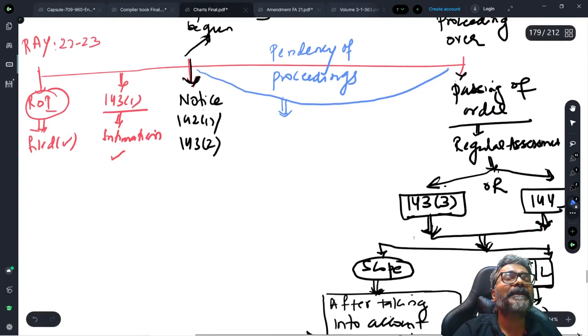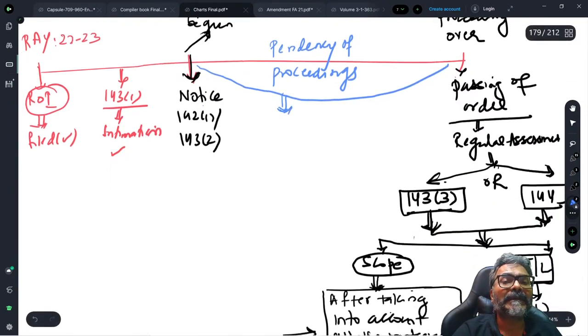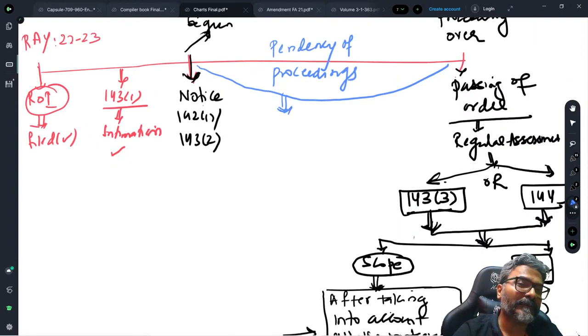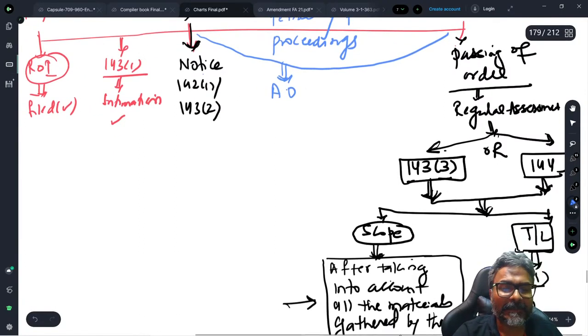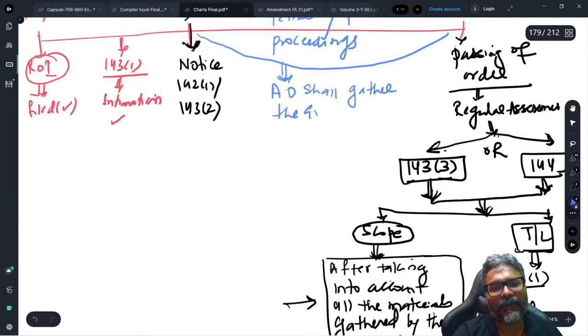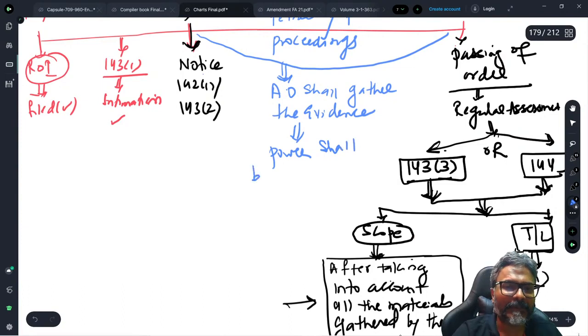Now, what will happen in the case of pendency of proceedings? The assessing officer will gather the evidence. AO shall gather the evidence. And if the AO will be gathering the evidence, for this the AO will exercise the power. For which the power will be exercised? Power shall be exercised to that effect.